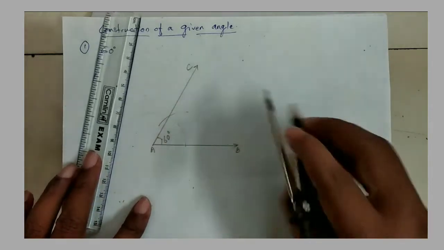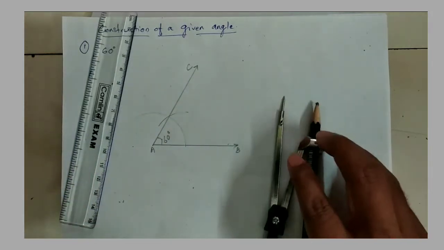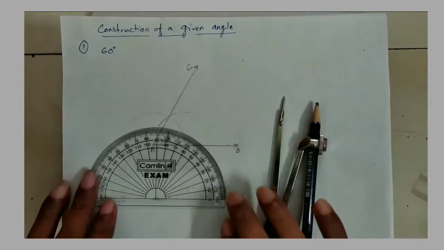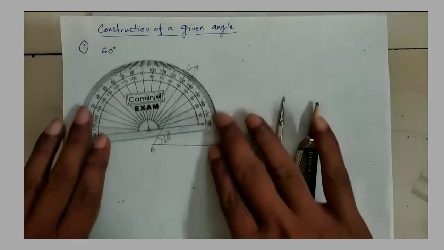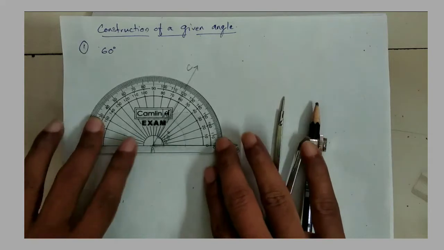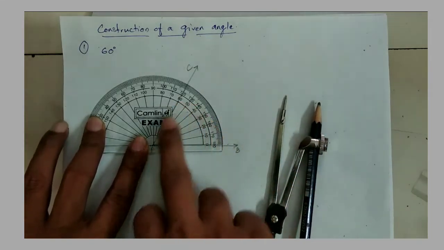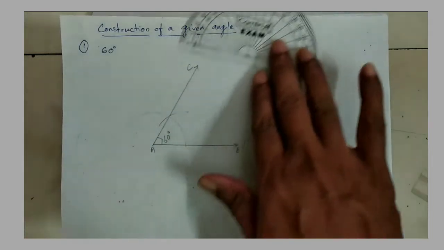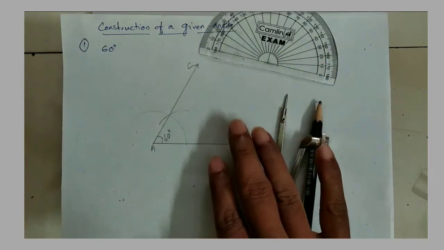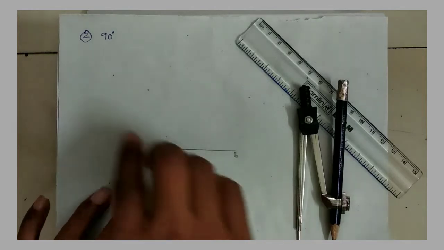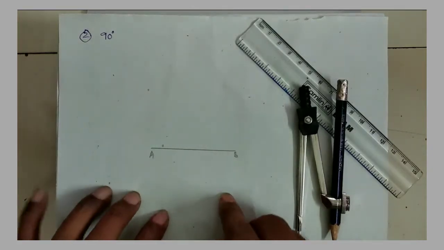It is sure it is 60-degree. So you can measure by protractor. So take your protractor and measure. You will get 60-degree. So this is the way to draw or construct 60-degree by using compass. Next, 90-degree. How to draw 90-degree by using compass?